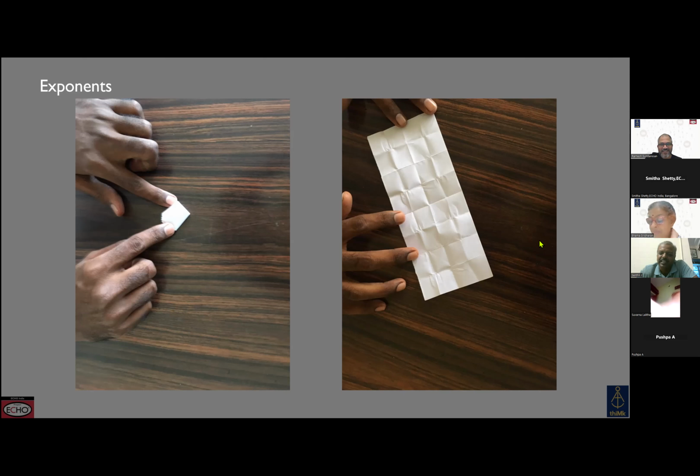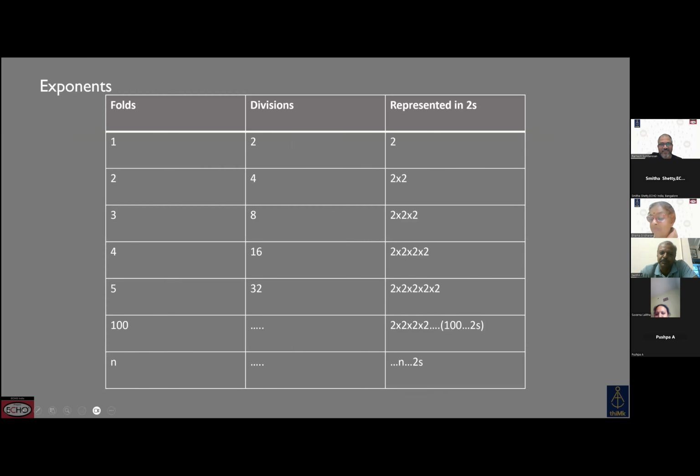Correct. The next slide, we can see the explorations we have done. Once we do this with children, we ask them how many folds did we do and how many divisions, and then we can ask them to estimate what the number of divisions is going to be when we do 6 folds, when we do 7 folds, what will it be when we do 100 folds, what will it be when we do n folds.